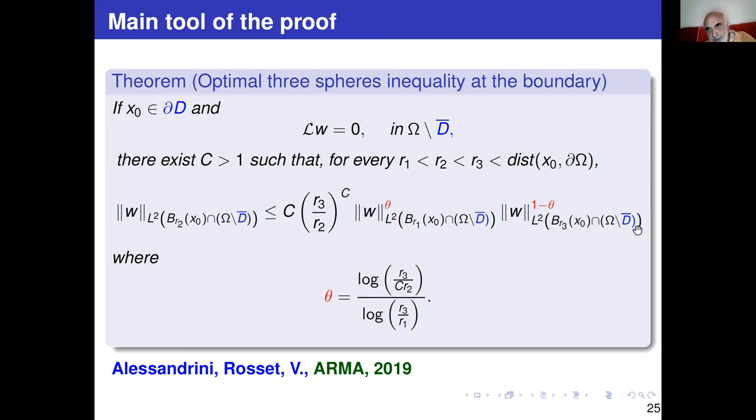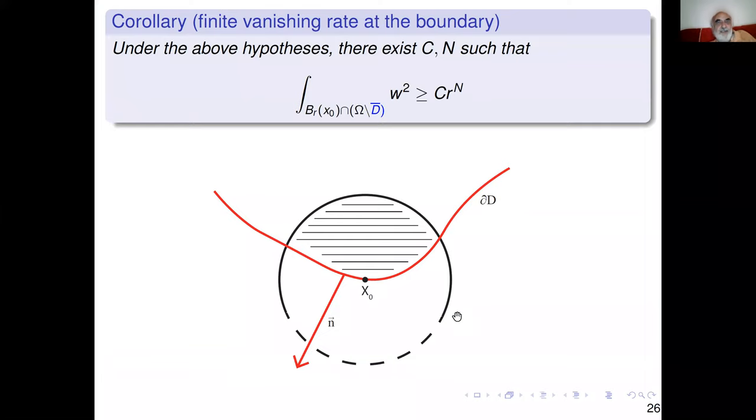It's long to read, but it's simple to understand because it is the three spheres inequality at the boundary, because the domains of integration here are intersections of balls with omega minus D. The exponent is optimal in the sense that when R1, the smallest radius, goes to zero, this exponent has the same asymptotic behavior as the Hadamard exponent. And as a consequence of this theorem, we have this finite vanishing rate at the boundary.